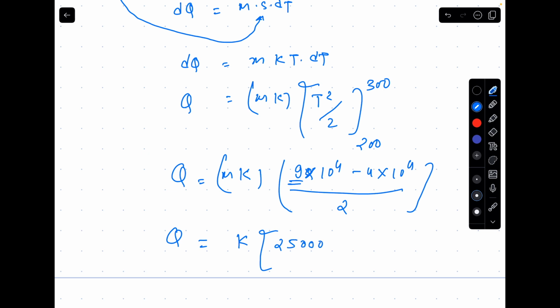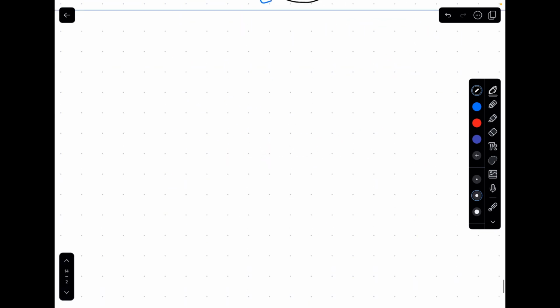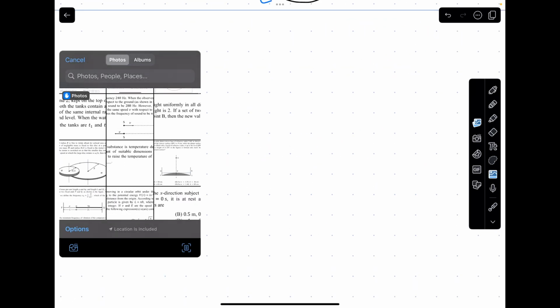Is that correct? Yeah. So this is the value. So this question is an integer type, of course. So then you need to place this value 25,000. That is the answer. Let us move to the next question.